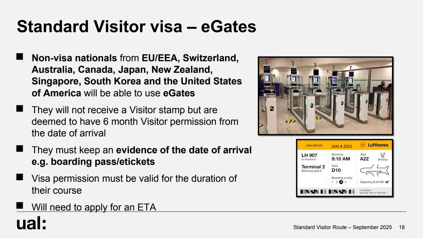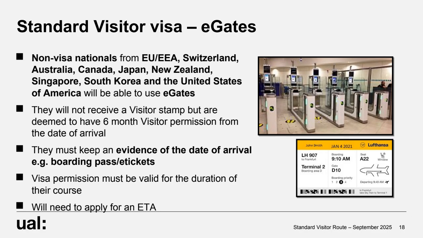And our final standard visitor route is our standard visitor visa e-gate users. These are non-visa nationals as well, who are from the EU, EEA, Switzerland, Australia, Canada, Japan, New Zealand, Singapore, South Korea, and the US. People from these countries are eligible to use the e-gates. They may not receive a stamp because you won't be seeing a border force officer, you'll be using the e-gate. So, you'd have your passport at hand and it's electronic.